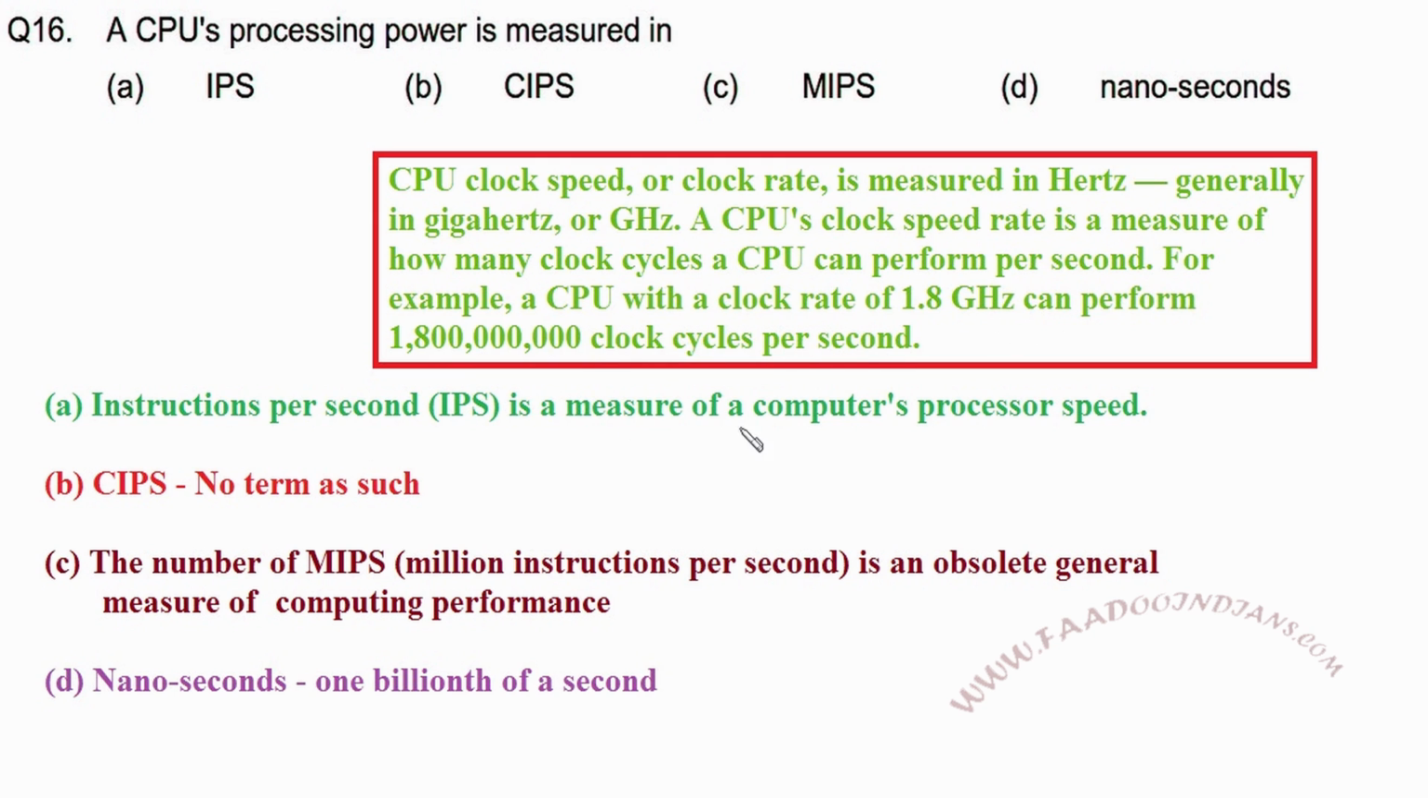So instructions per second is a true measure of a computer's processor speed. CIPS is no such term. And MIPS is million instructions per second, an obsolete general measure for computing performance, because at that point of time, computers used to work in that frequency. Now a nanosecond is 1 billionth of a second. So the answer is IPS.